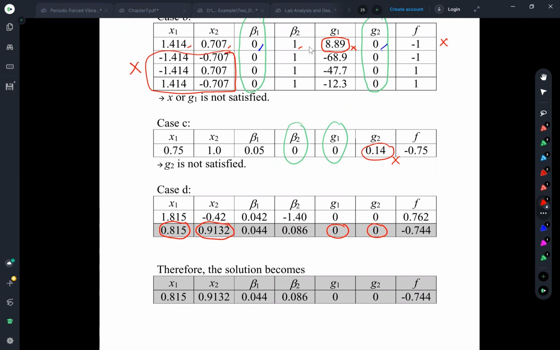Case D. Case D is the case where you see we have two sets of solutions. The first one looks good, right? I'm sorry, we start with it. Let me draw it for you first. We start with G1 and G2, set both of them to be 0, and then we obtain X1, X2, beta 1, beta 2 as the result.